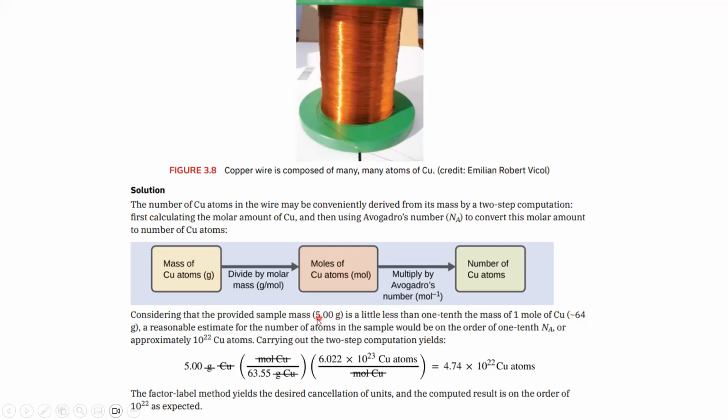And again, with this one, we can think about if this answer makes sense at all. We've got 5 grams of copper, much less than 1 mole. So we should have less than 1 Avogadro's number worth of copper atoms. And 4.74 times 10 to the 22nd is less than Avogadro's number. So that makes sense.